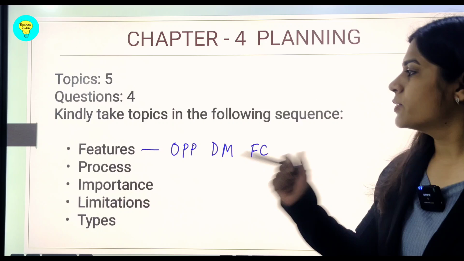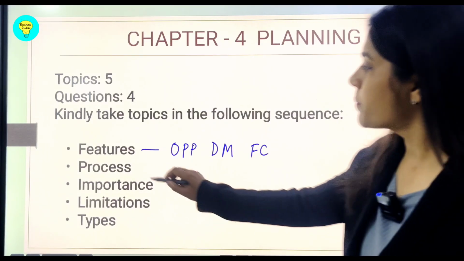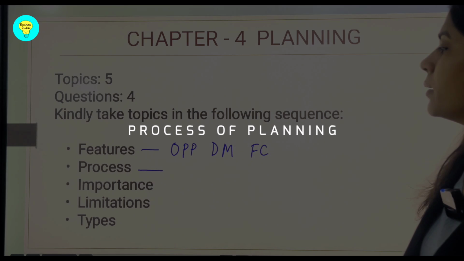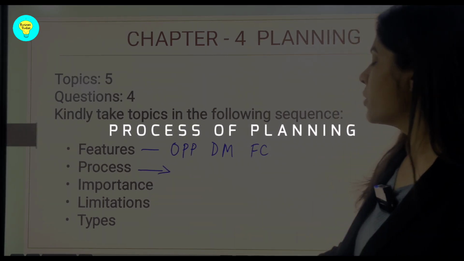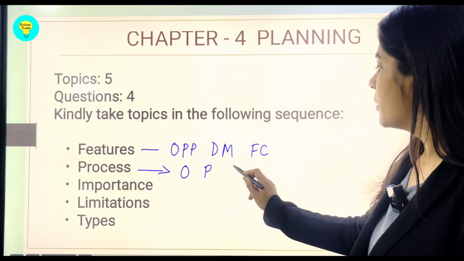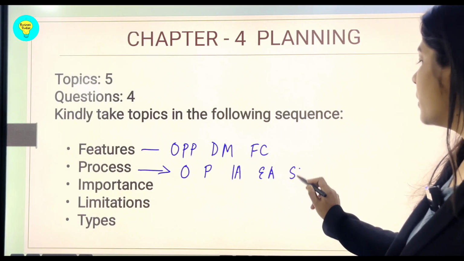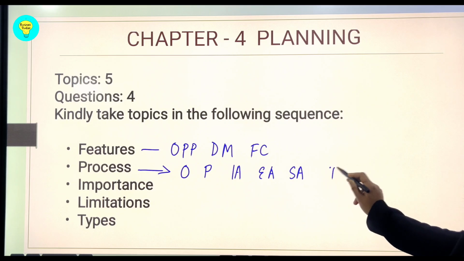After the concept of features of planning, students, we have another important concept, the process of planning, and for this you need to remember OP, IA, EA, SA and IF.